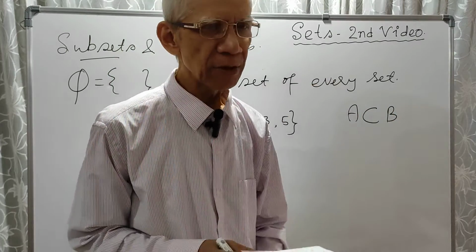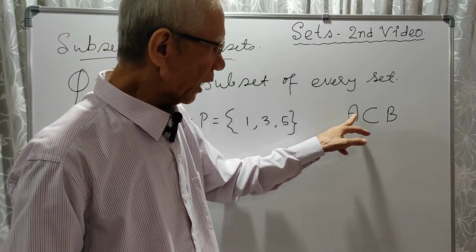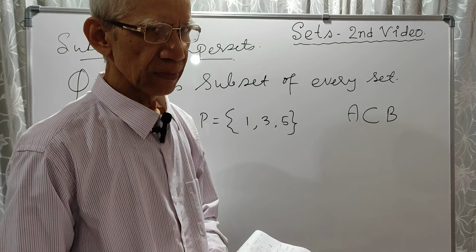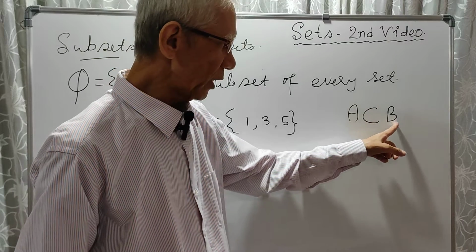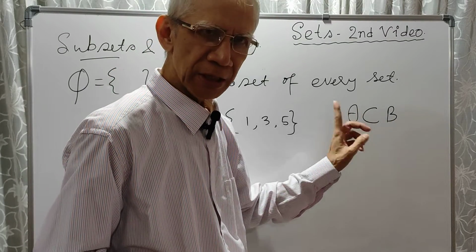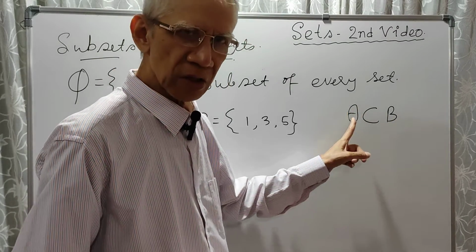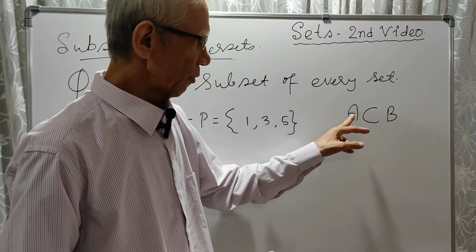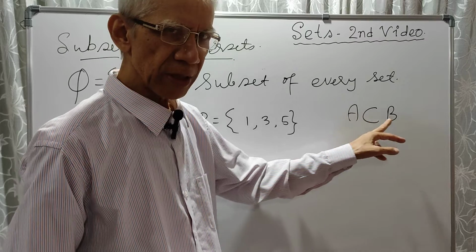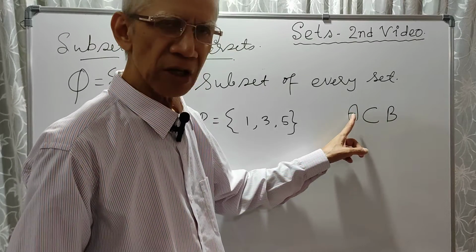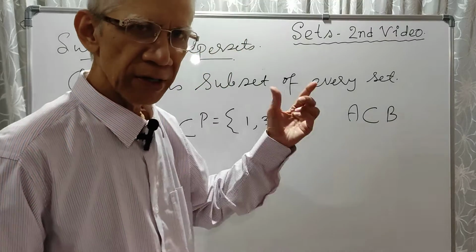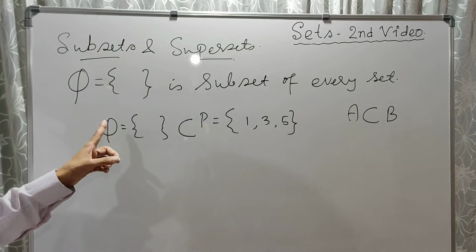Now we can say it another way. If A is a subset of B, we may say the meaning this way also: A does not contain any element which is not present in B. Each and every element of A is present in B, that means A does not contain any element which is not there in B. Now that second argument we can use here.